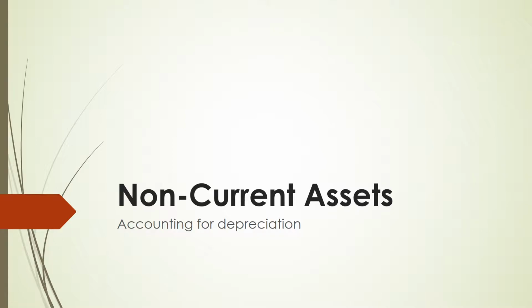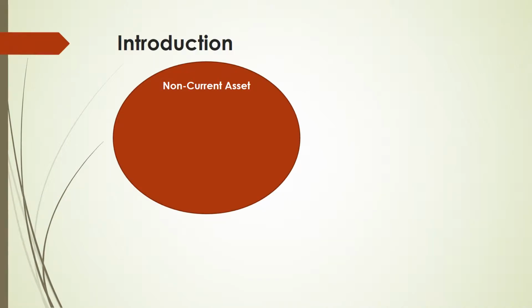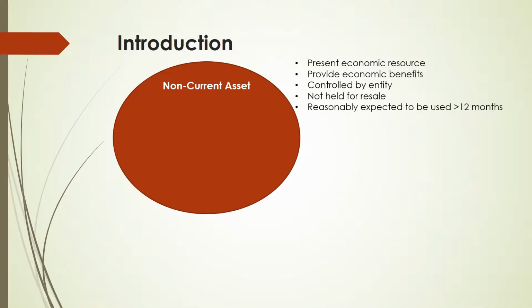In this video, we'll look at how we account for depreciation of non-current assets. A non-current asset is a present economic resource. It provides economic benefits to the entity and it is controlled by the entity. It is not held for resale and it is expected to be used for more than 12 months.